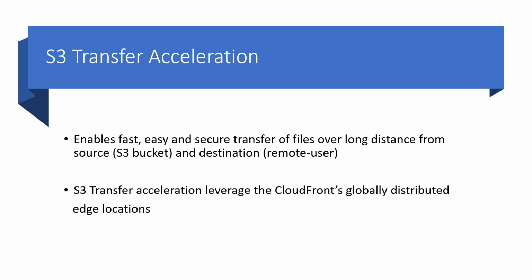Now let's talk about S3 transfer acceleration. Using S3 transfer acceleration, we can fast, easily and securely transfer our files over longer distances. So if I want to transfer my files from the S3 bucket to a remote destination at a very long distance, in that case we can use S3 transfer acceleration. Basically S3 transfer acceleration uses CloudFront's globally distributed edge locations. We will see CloudFront when we talk about the networking section. I will show you how it works.